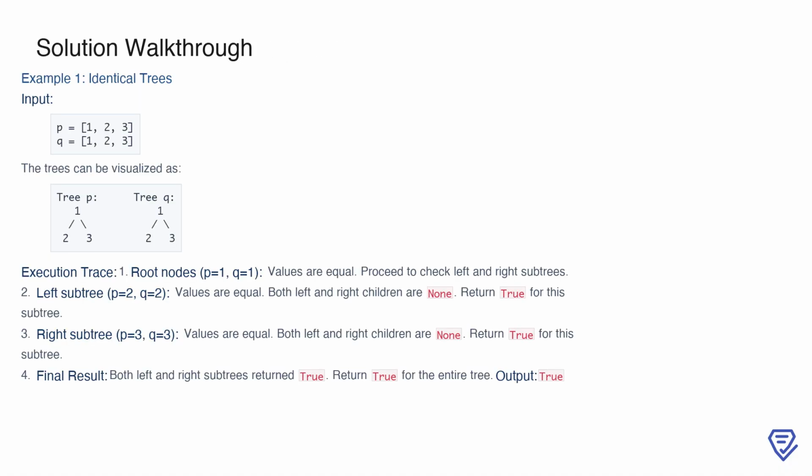Here, we have two trees, p and q, both represented as 1, 2, 3. Visually, they look identical, with the root node having a value of 1, and two child nodes with values 2 and 3. To determine if these trees are the same, we start by comparing the root nodes. Both have the value 1, so we proceed to check their left and right subtrees. For the left subtree, both nodes have the value 2, and since neither has any children, we return true for this subtree. Similarly, in the right subtree, both nodes have the value 3 and no children, so we return true for this subtree as well. Since both the left and right subtrees return true, the entire trees are identical, and the final output is true.